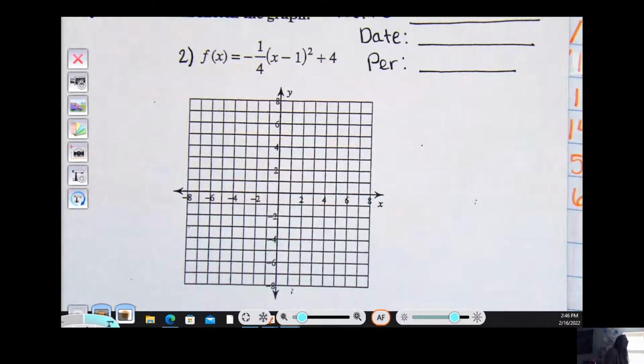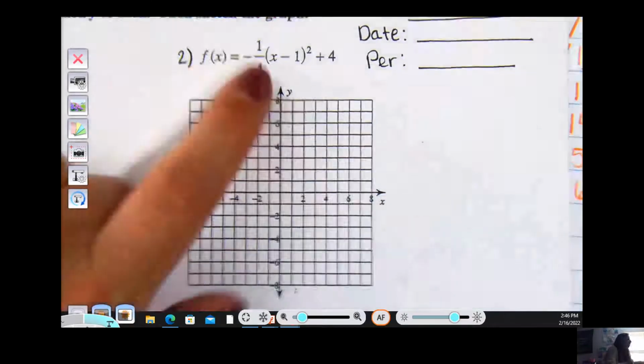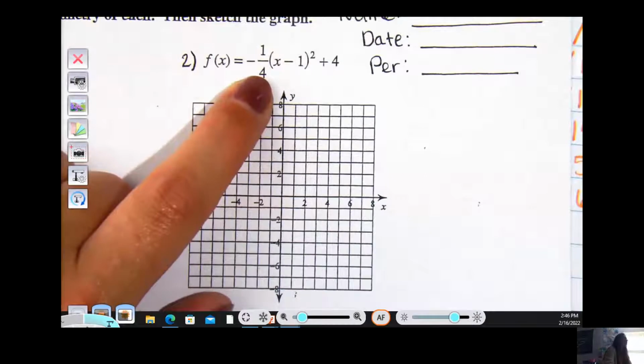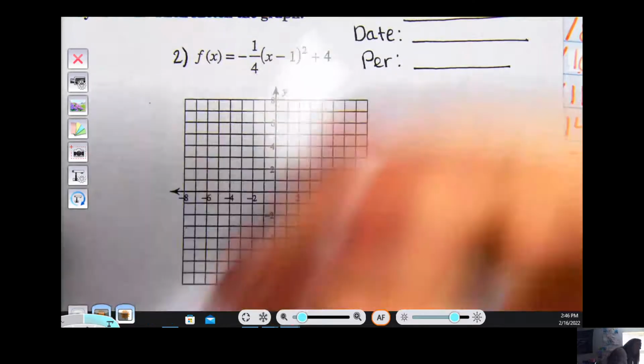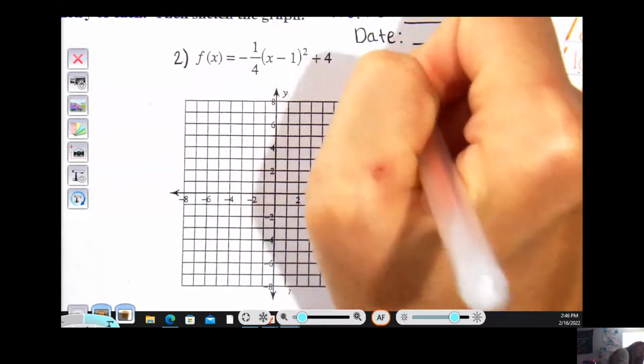What else do we know? Is it going to be a happy face, sad face? Sad. It should be sad because A is sad. So that front number tells you if it's positive Patty or negative Nancy. This is negative Nancy, and it's a fatty fraction, so it's going to be thick. So first thing I need to do is what? Just like yesterday. Vertex. Find the vertex.